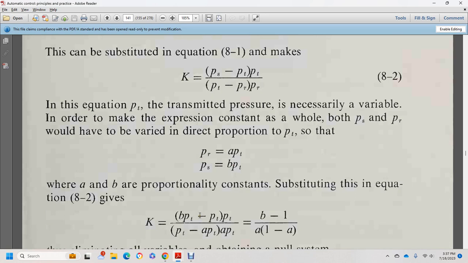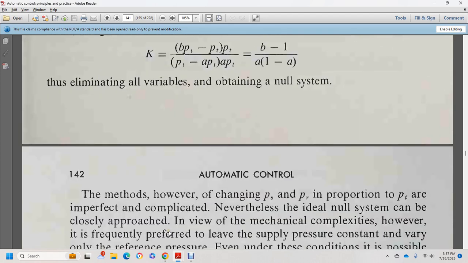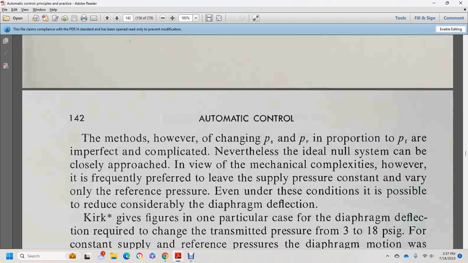K is equal to (B minus 1) over (A minus 1), eliminating all variables obtained within the null system. This is how the changing of the pressure of the supply and the pressure reference, in proportion to the pressure transmitted, are imperfectly complicated, and nevertheless the ideal null system is previously closely approached, with a view to the mechanical complexity.